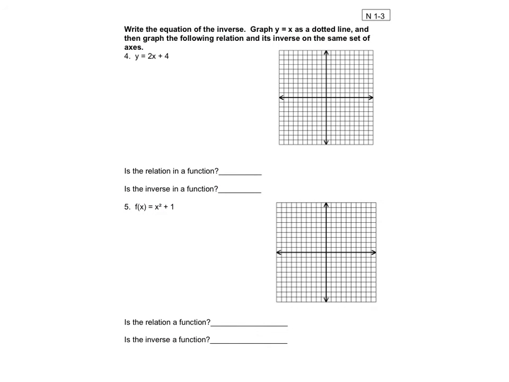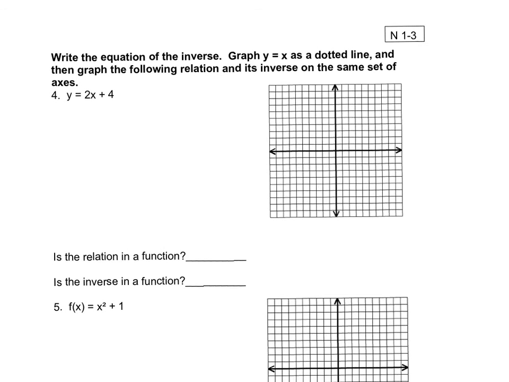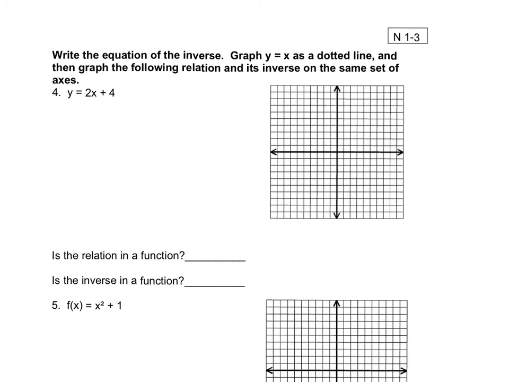Okay, so let's look at the back. So we are writing the equation of the inverse. And then we're graphing y equals x as a dotted or a dashed line. Then we're graphing the relation and its inverse. Relation is the original. And then, of course, your inverse is your second equation. All right, so the first thing it told us to do was write the equation of the inverse. So that's what we were doing on the front. So we're going to switch x and y and then solve for your y.